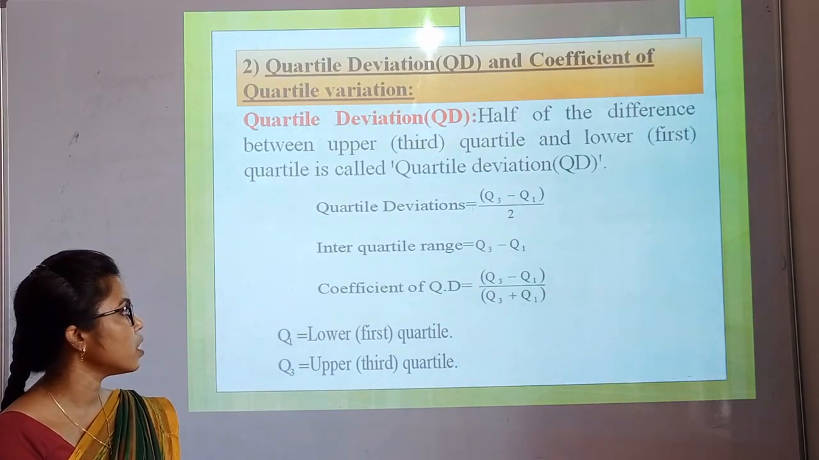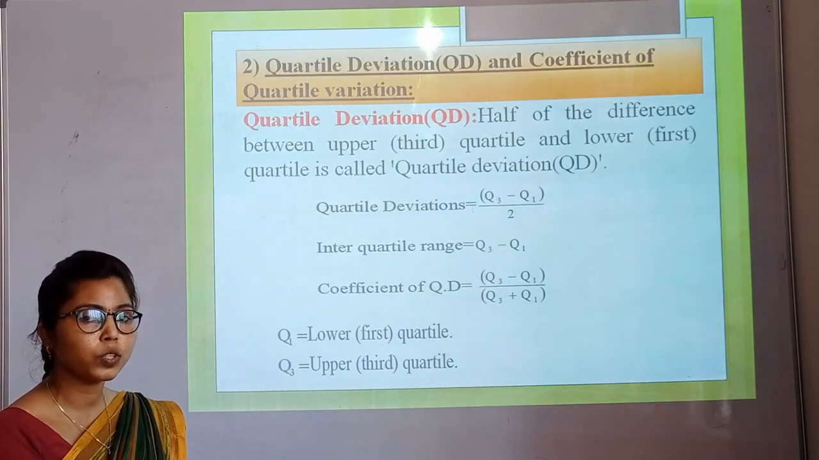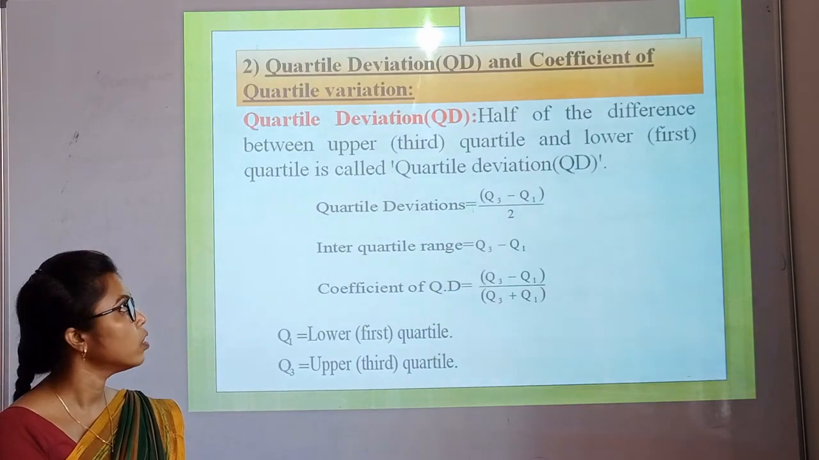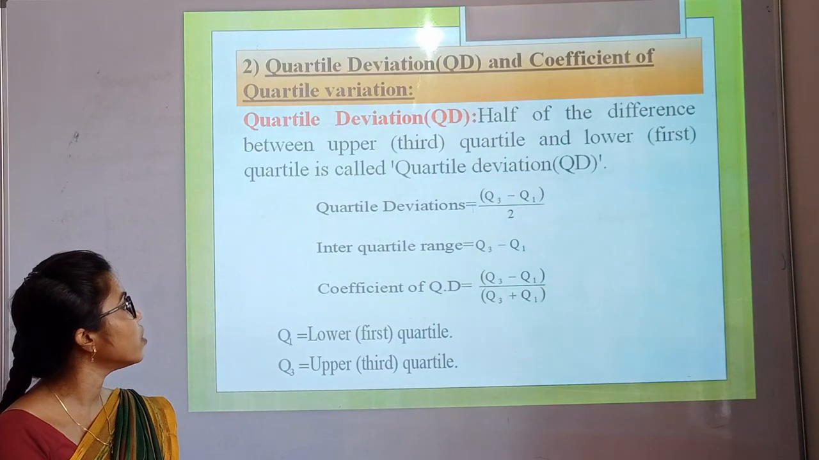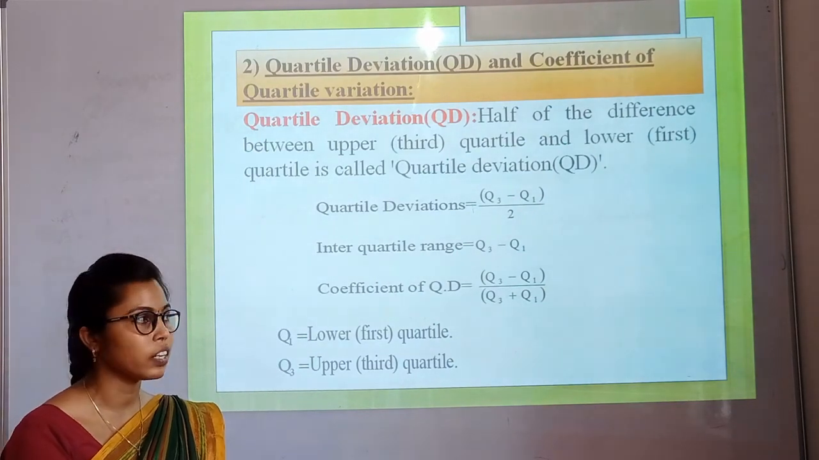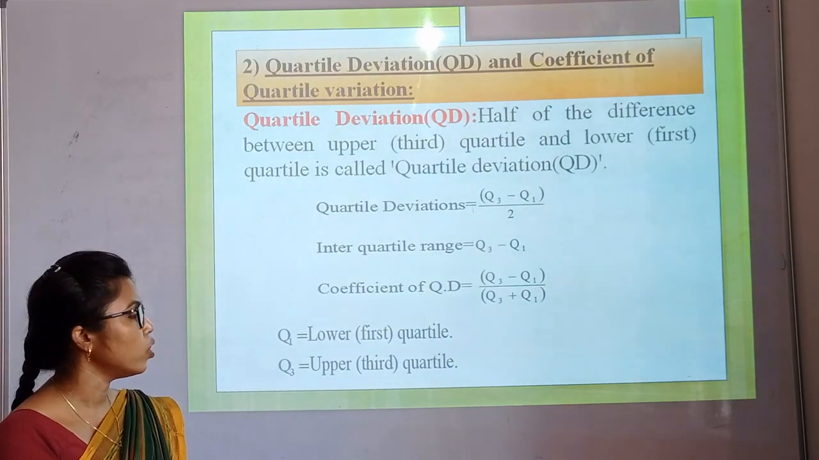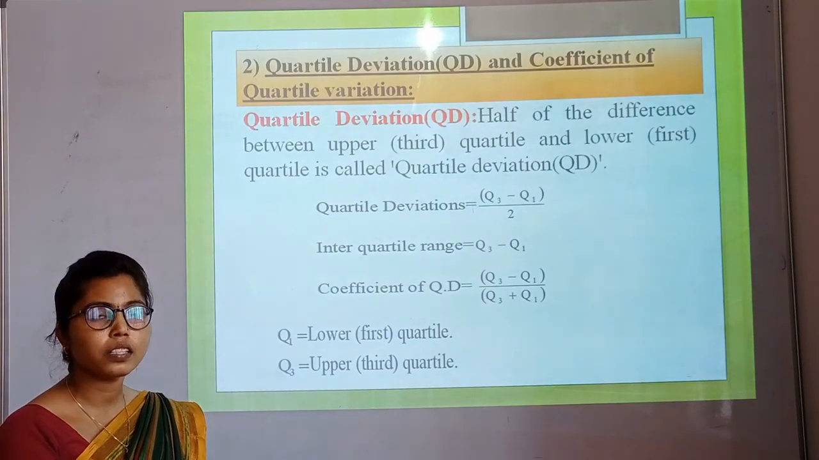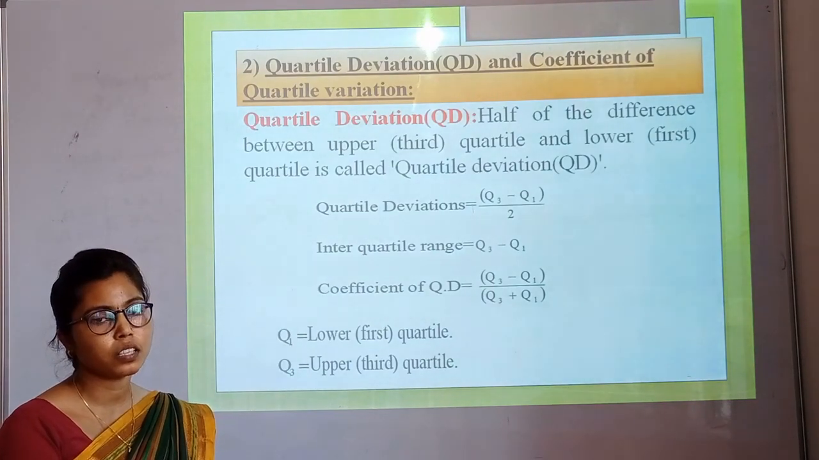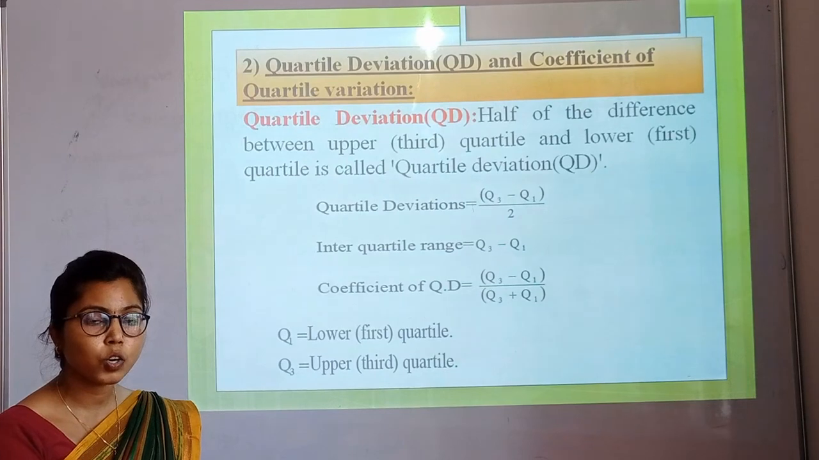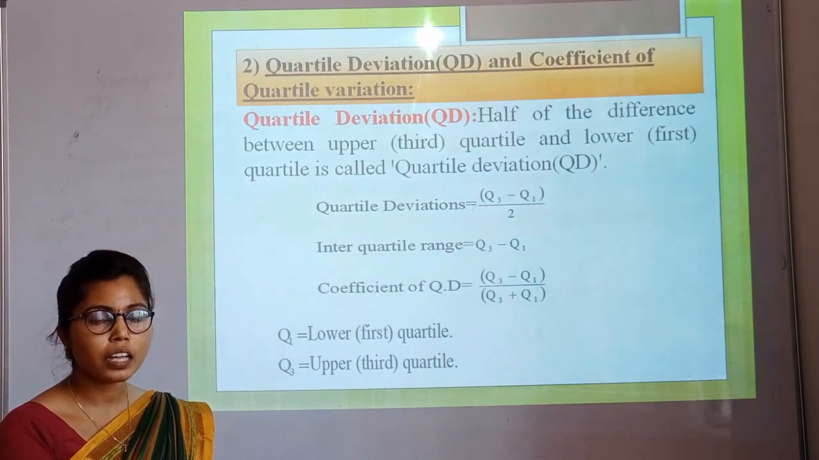Next definition is interquartile range, that is Q3 minus Q1. Therefore the quartile deviation is known as semi-interquartile range. And next is coefficient of QD, which is (Q3 minus Q1) divided by (Q3 plus Q1), where Q1 is the first quartile and Q3 is the third quartile.